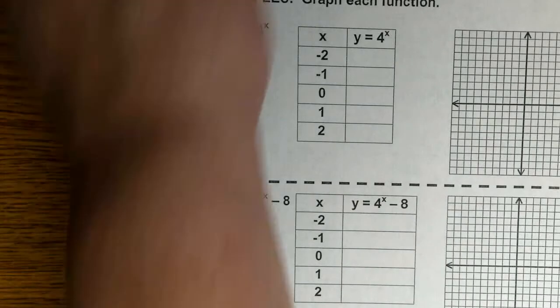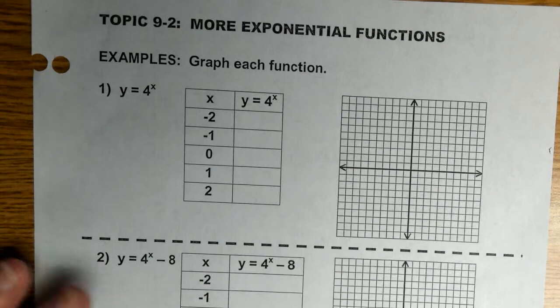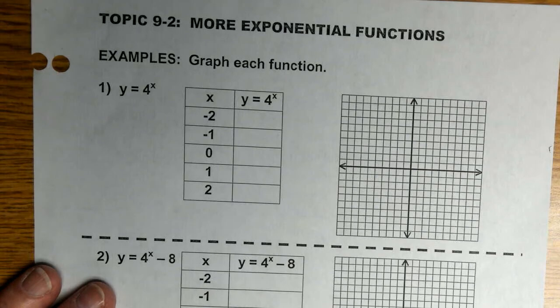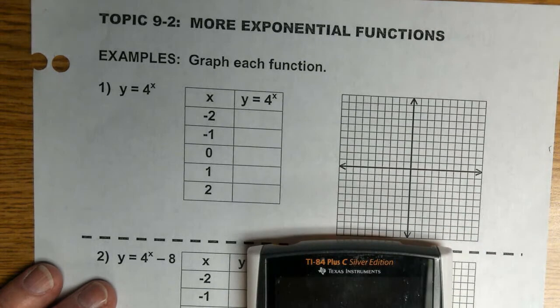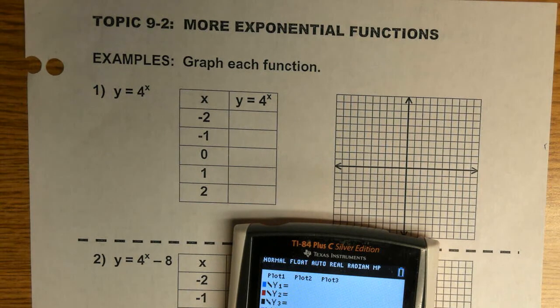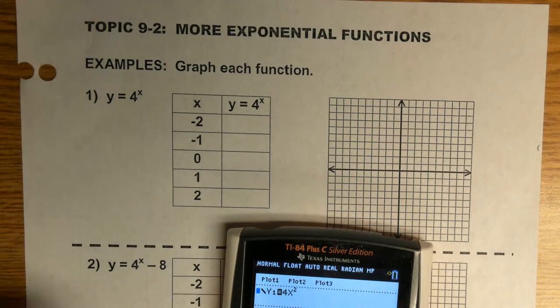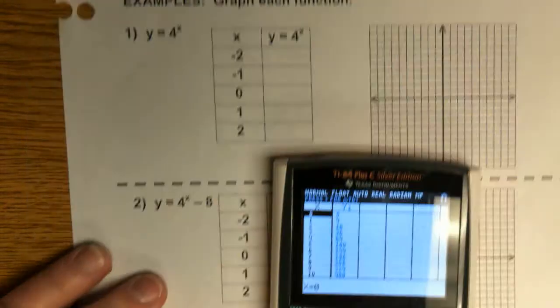9.2, more exponential functions. So here are our notes, examples. Let's go through this and put y for x squared. So y equals 4x squared. And I think I'm going to hit second table, because that's probably the fastest way to get to my table.